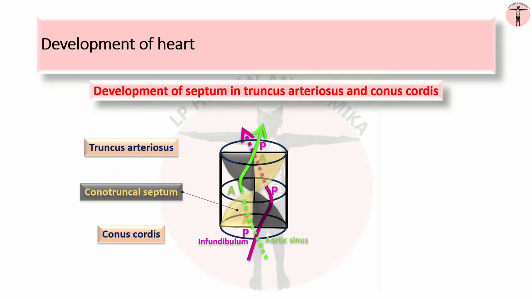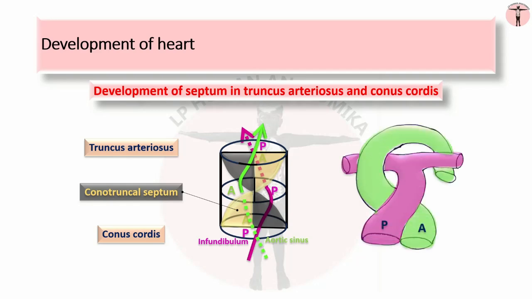In the adult, because of spiral partition, the relationship between the aorta and pulmonary trunk varies caudocranially. In the caudal part, the pulmonary trunk is anterior and the aorta is posterior. In the middle, the pulmonary trunk and aorta are placed side by side, and in the cranial part, the aorta is anterior and the pulmonary vessel is placed posteriorly.